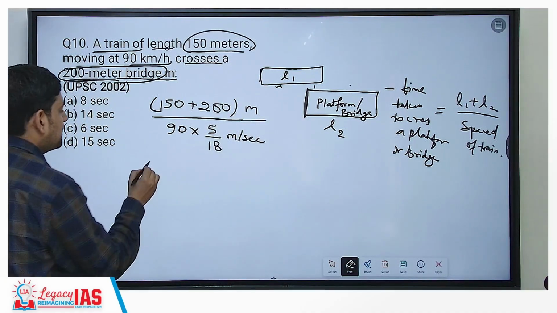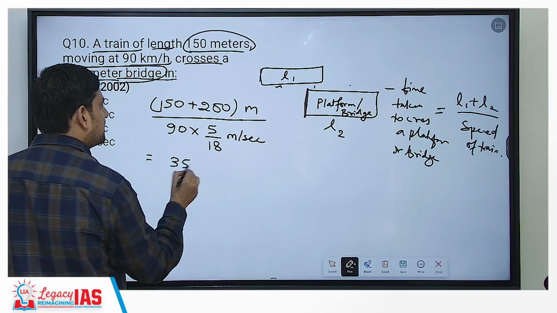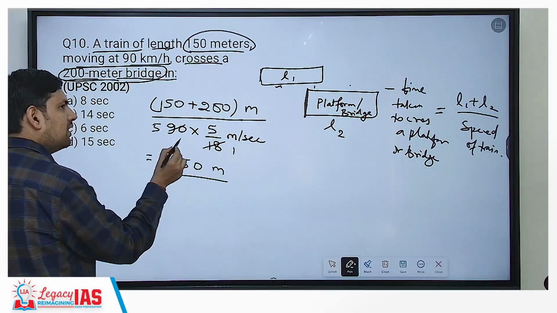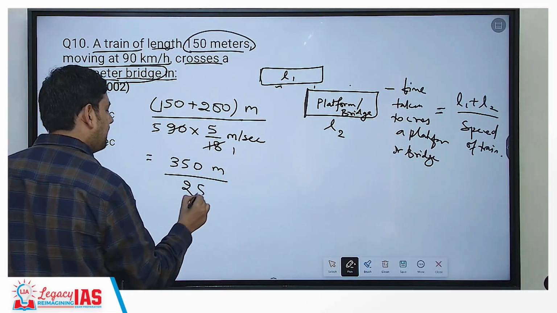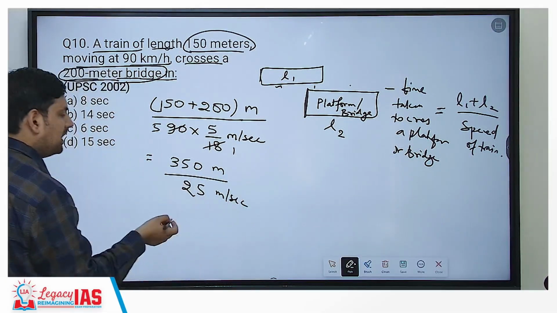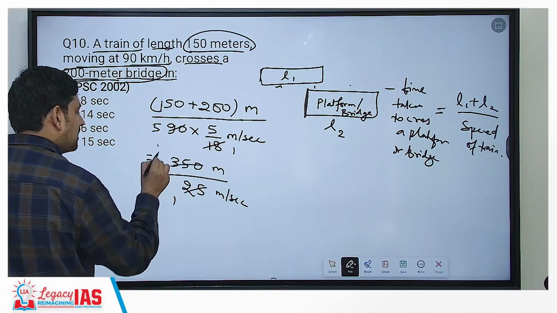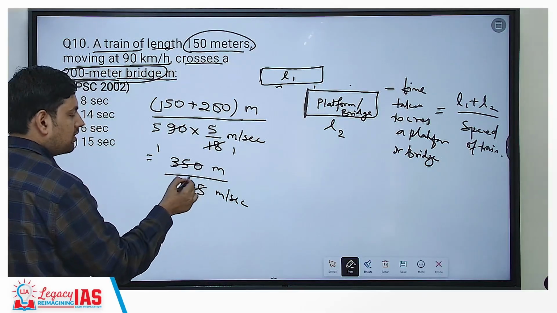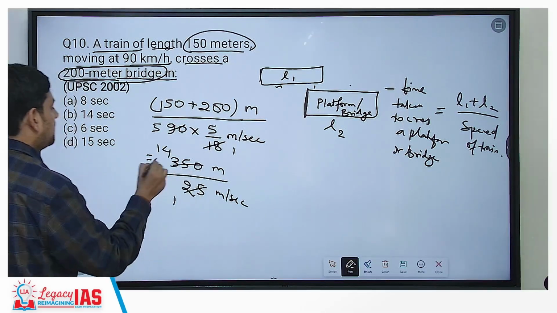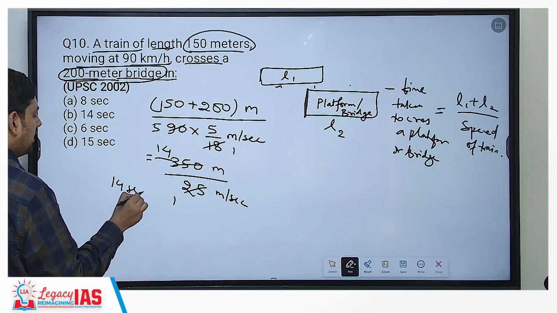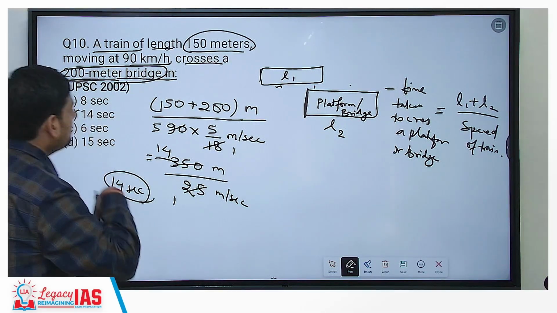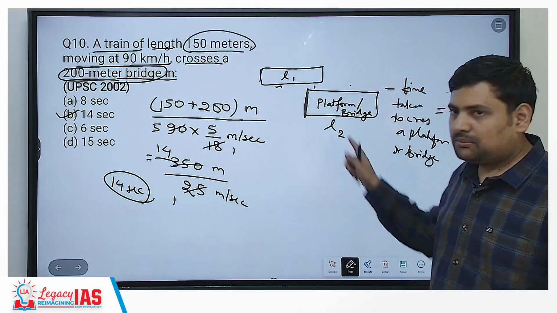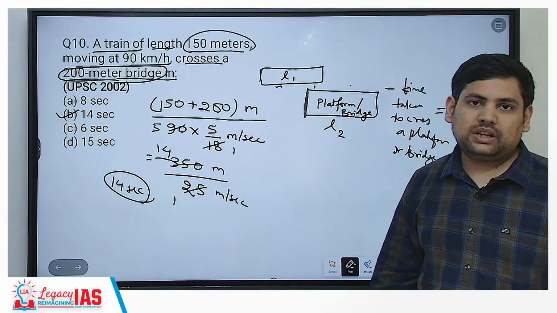Correct? How many times this will go? 200 plus 150 is 350 meter divided by, now 18 ones are 18, 18 fives are 90, 5 fives are 25 meter per second. How many times this will go? 25 ones are, this will go one time, 10 will remain with 100, 10 plus 1 0, so 100, 100, this will go 4 times. So answer came out to be 14 seconds. B becomes your answer. Understood? Why this changed? Because now it has to cross the entire platform.